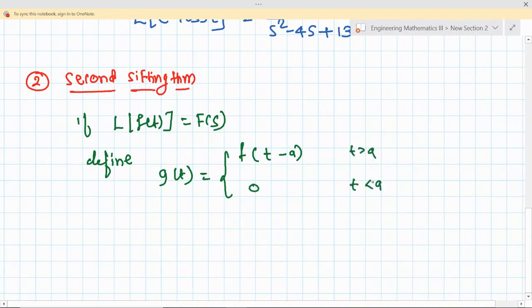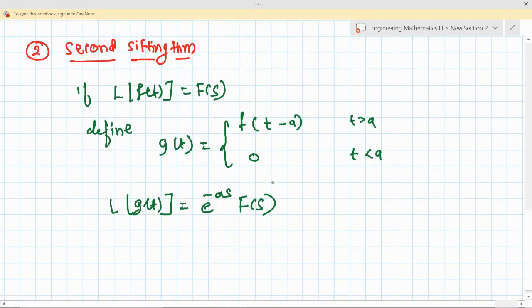For t less than a, it is 0. This is my g of t, and if I wish to find the Laplace of g of t, what do I get? Laplace of g of t is nothing but e raised to minus as into capital F of s, where F of s is the Laplace of f of t. And what is this a here? A is from t minus a.